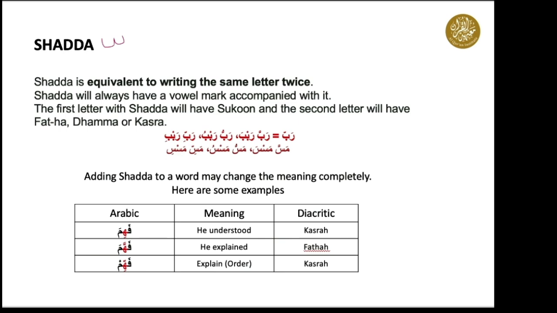Adding shadda to a word may change the meaning completely. Here are some examples. Fahima means he understood. Fahhama means he explained. Fahhim means explain. It's an order.